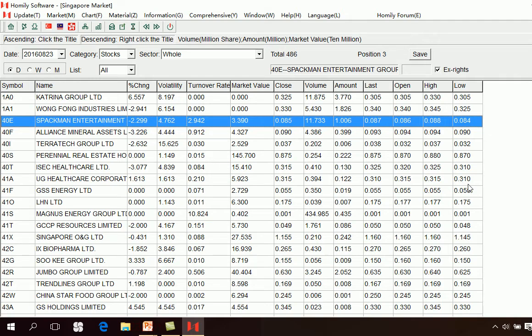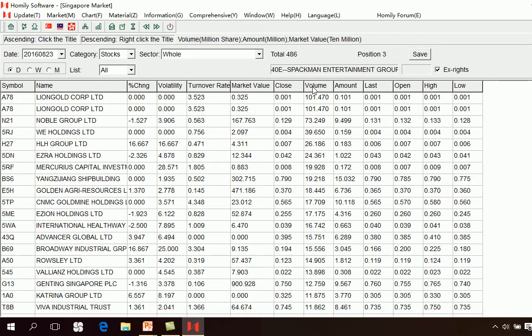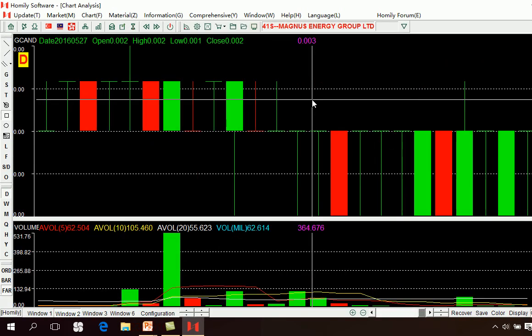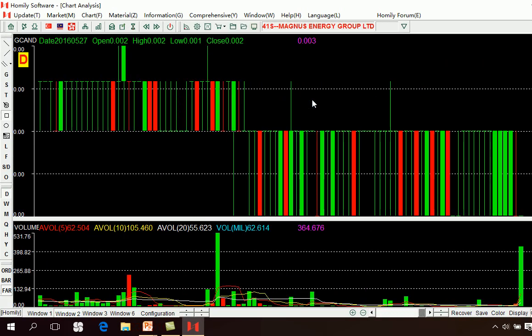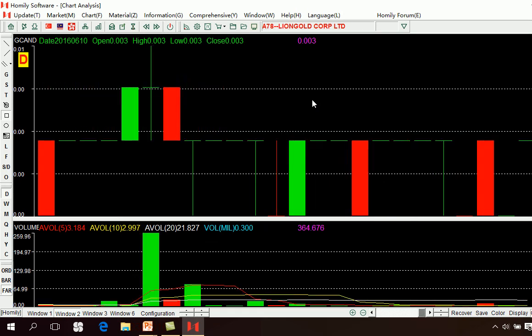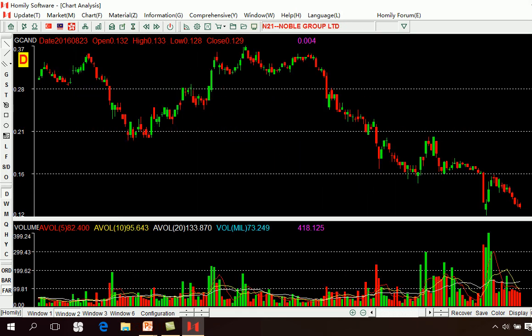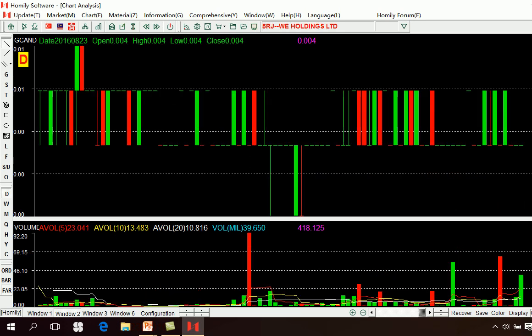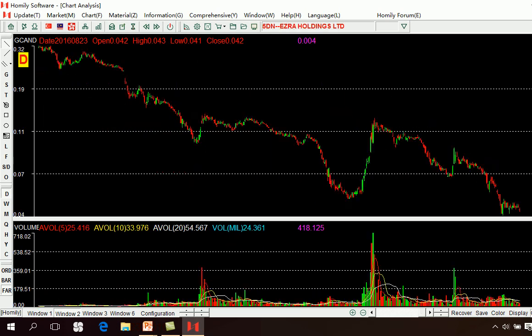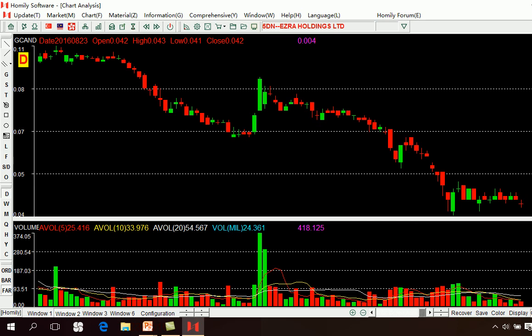Then we can see some stocks. The first high volume stock is this one, but we know that there's no bank money inside. This one is also not good because there's no candlestick pattern appearing. So can we buy this stock?